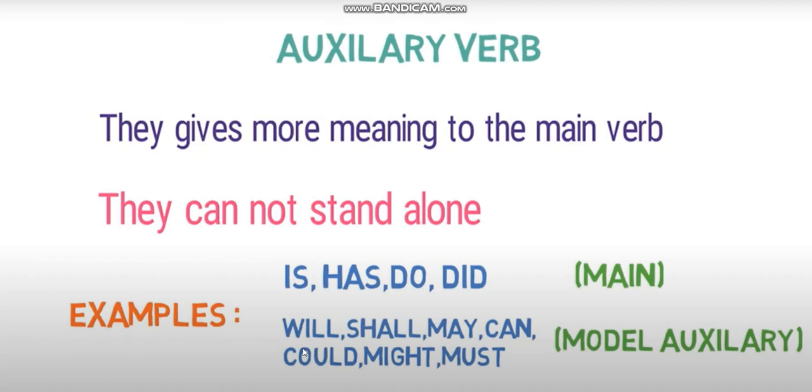Look students, now another is helping verb, or say auxiliary verb. Here they cannot stand alone. Like is, has, do, did are main, and modal auxiliaries are will, shall, may, can, could, might, must. They basically help the sentence to get complete or to make it meaningful. Therefore, they are known as helping verb or auxiliary verb.